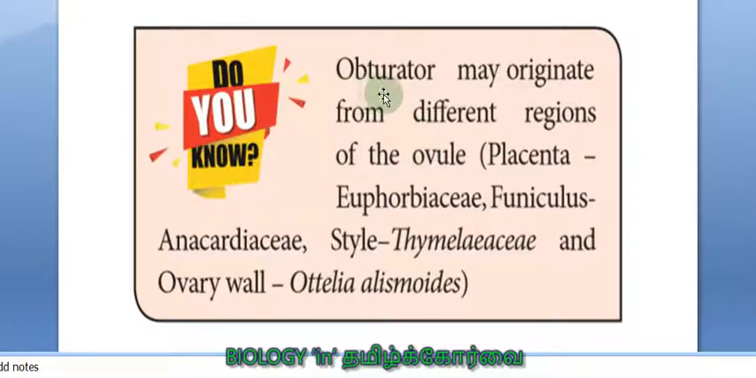But the obturator origin may differ. It may be from the placenta. In the case of Euphorbiaceae, the obturator originates from the placenta; in the case of Anacardiaceae, from the funiculus; it may originate from the style itself in the case of Thymelaeaceae; and from the ovary wall in Ottelia alismoides.